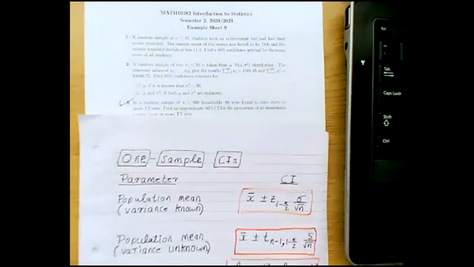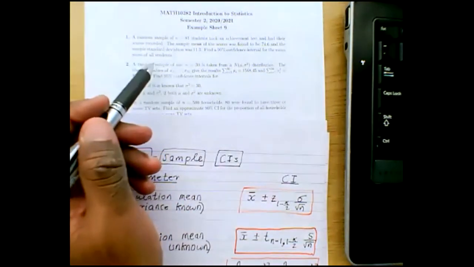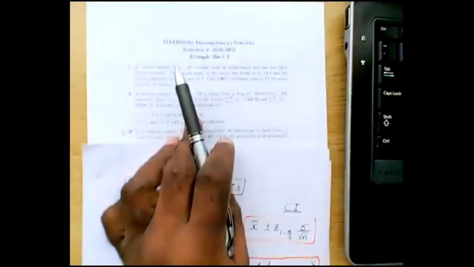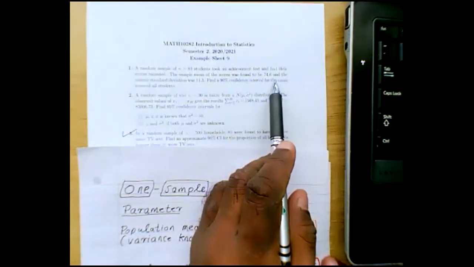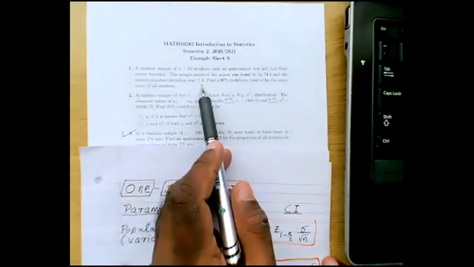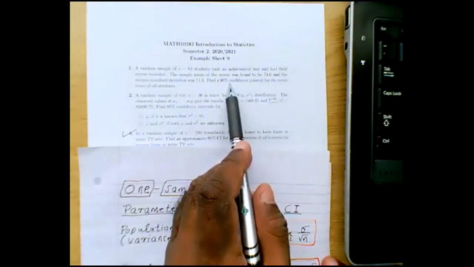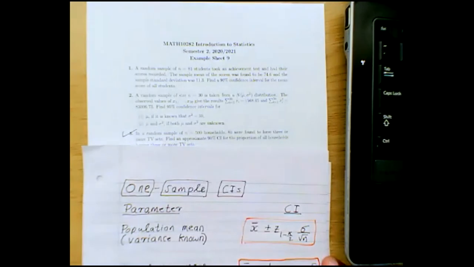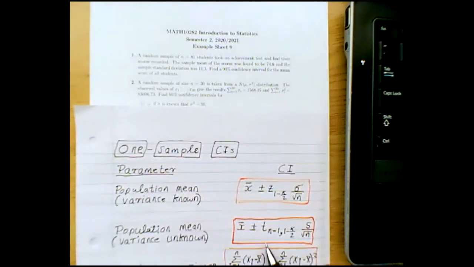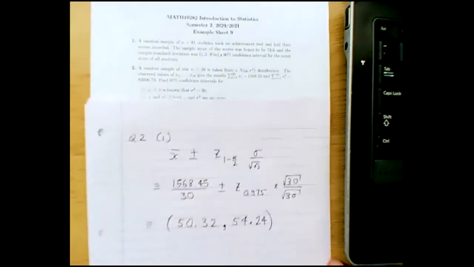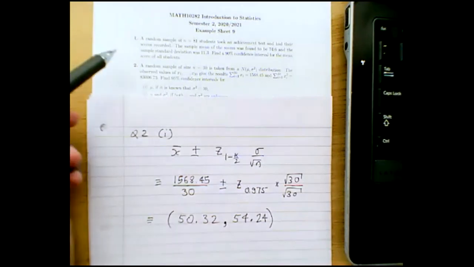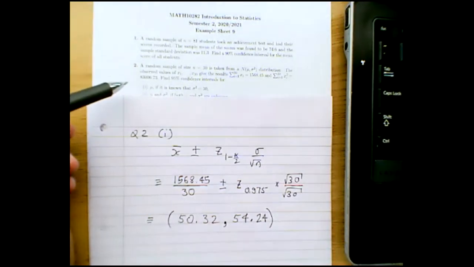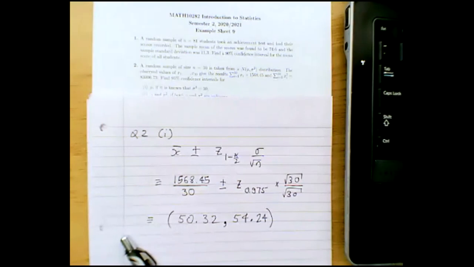Question 1 is pretty straightforward. Here you are given the mean scores and the sample standard deviation, and you're asked to find the 90% confidence interval. So you can use this formula here to do question 1. All right, guys. I haven't done question 1 and part of question 2, but you should be able to do them by yourself.